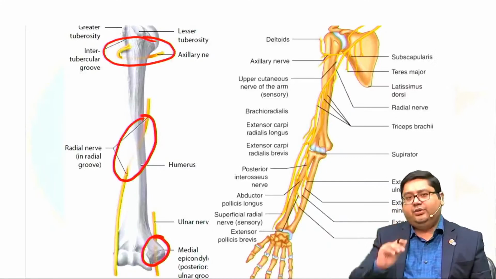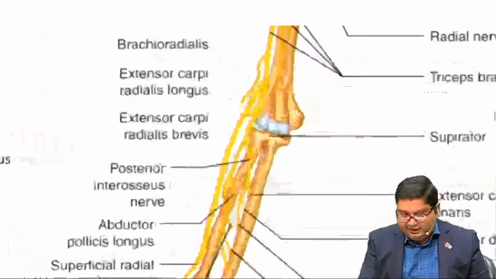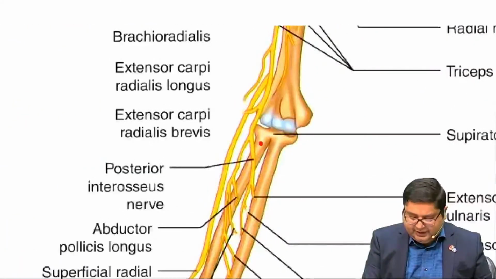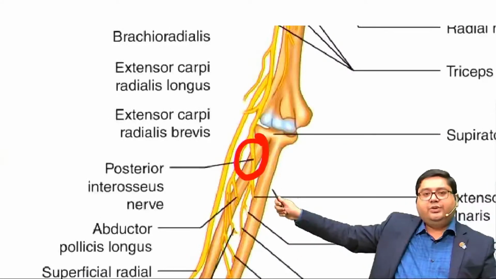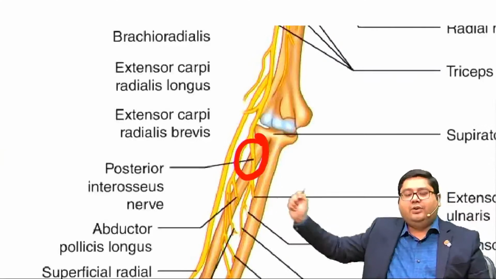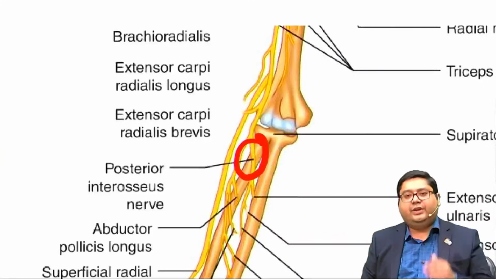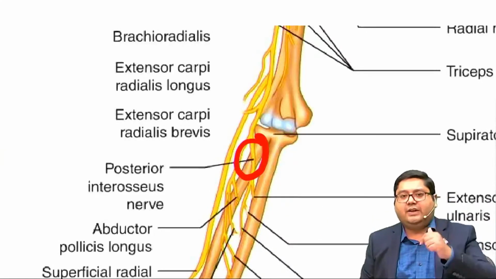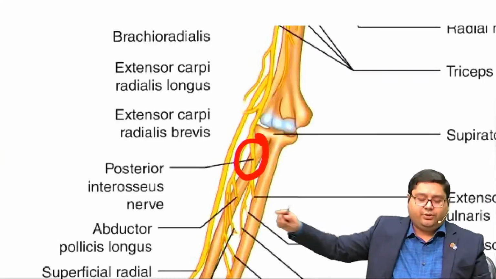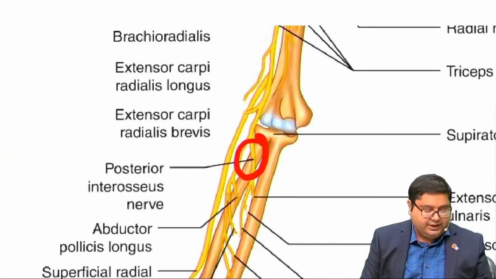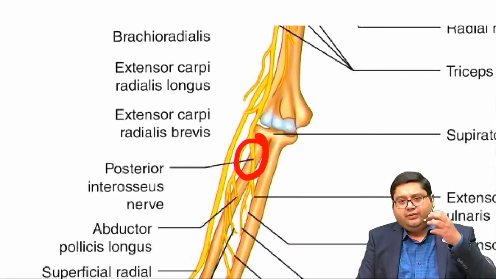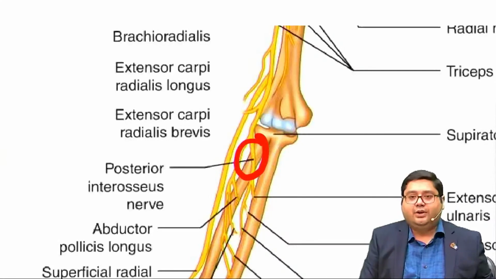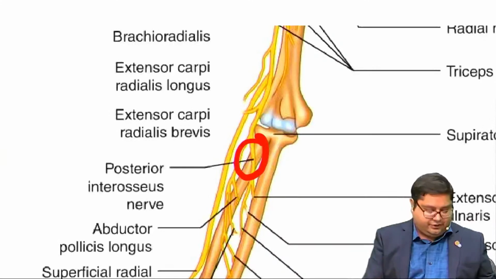Also, I would like to show you one more thing over here. Please pay attention. The posterior interosseous nerve comes very close to the neck of the radius. If there is a fracture of the neck of the radius, which nerve is at risk of injury? Posterior interosseous nerve, okay. And if the posterior interosseous nerve is injured, it will lead to finger drop, only finger drop, without wrist drop, okay.